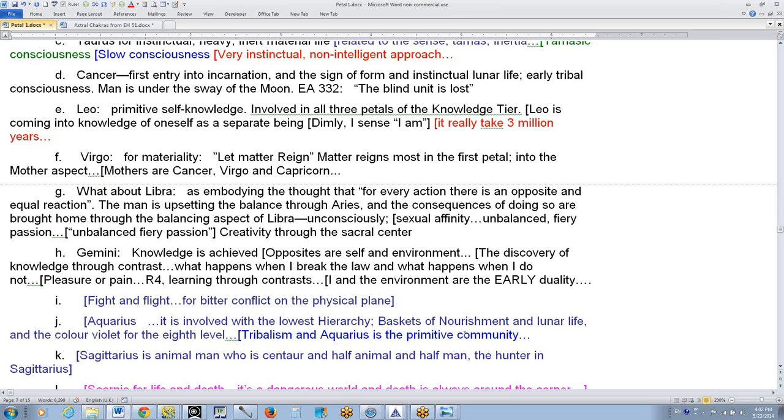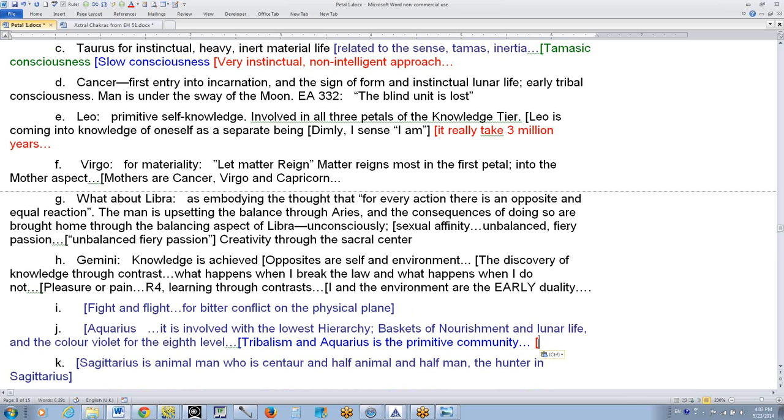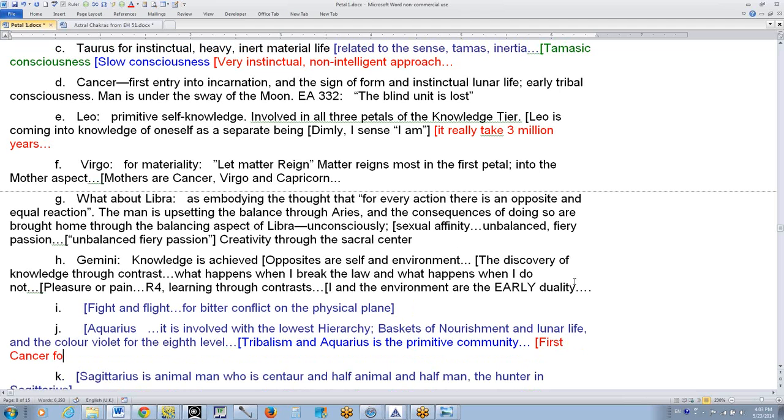For the 8th level, I don't know why I put 8th level here. I know there is an 8th sphere, but we're not exactly talking about that at the moment. There is tribalism, and Aquarius is the primitive community, but it's more based on Cancer in a way. You know, you might say first Cancer for the primitive family groups, and later Aquarius.